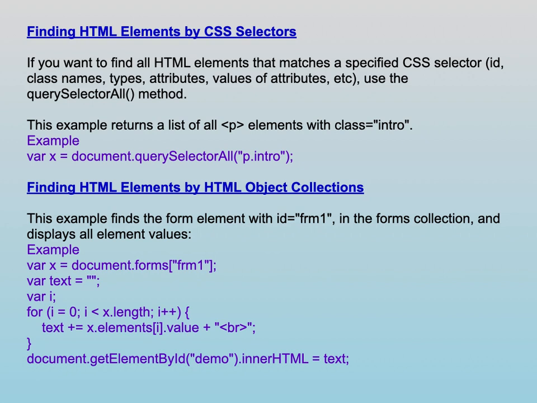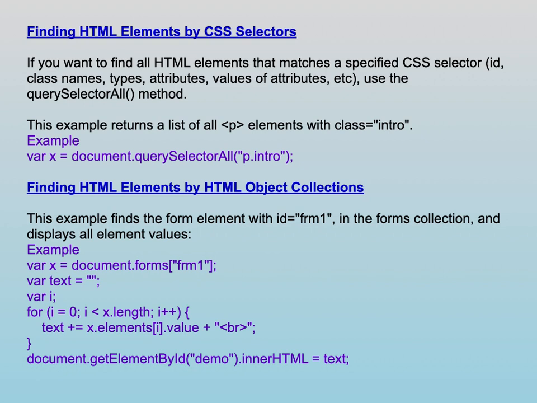Finding HTML elements by HTML object collections. This example finds the form element with id equal to frm1 in the forms collection and displays all element values. In our example, variable x is set equal to document.forms frm1. var text is specified, an empty string is assigned, followed by variable i defined without any initialization.